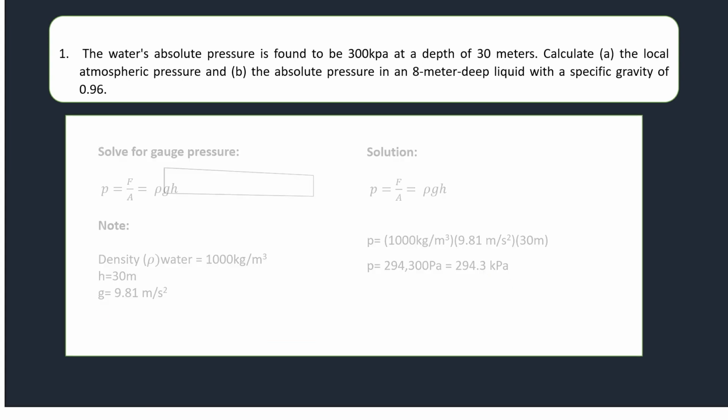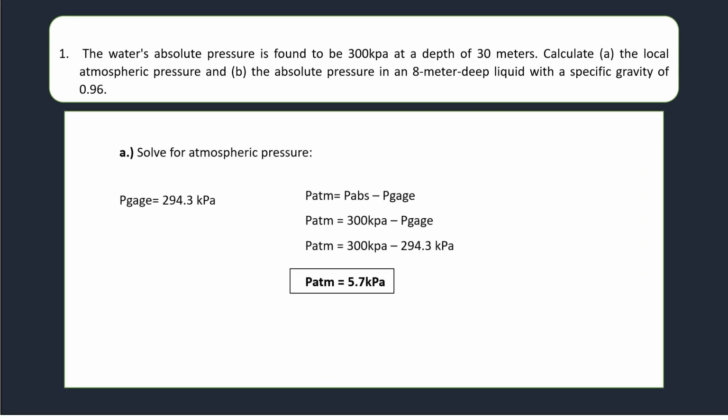Now we have the value for gauge pressure, 294.3 kilopascals. Plugging that into our equation, 300 kilopascals minus 294.3 kilopascals would give us a value of 5.7 kilopascals. That would be our atmospheric pressure.